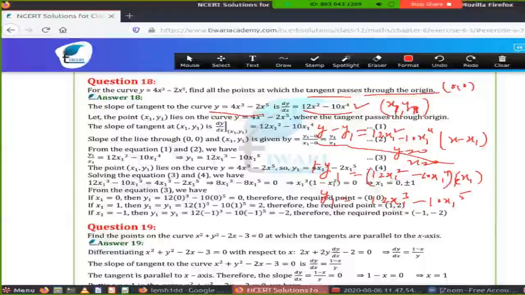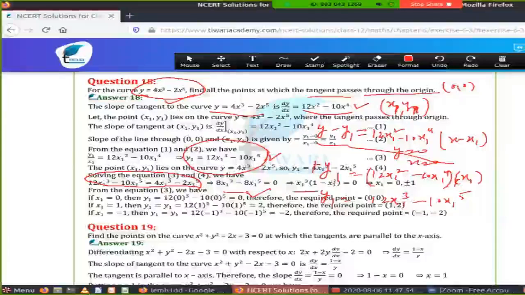I did this question in a different way, and we are here on this step. Now what is y1? x1, y1 lies on this curve, it means y1 can be calculated from here. What is y1? 4 x1 cube minus 2 x1 to the power 5. Now you can equate them. Here we have equated these two equations. Now simplify this: take the cube terms on one side and the power 5 terms on the other side, and you get this.